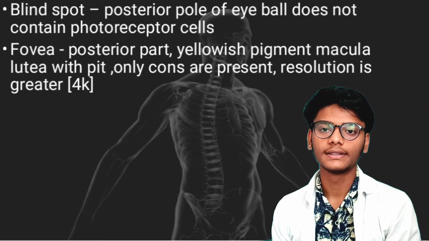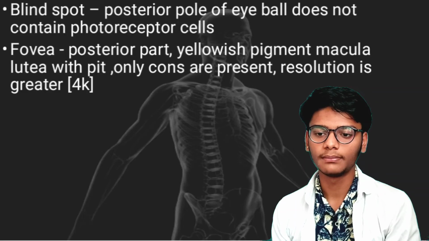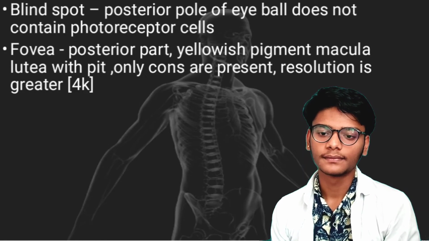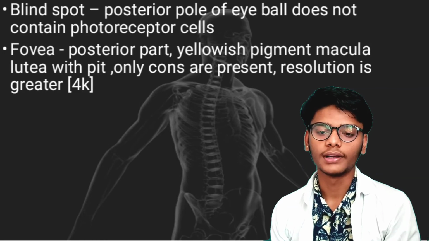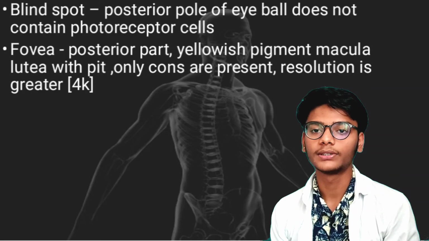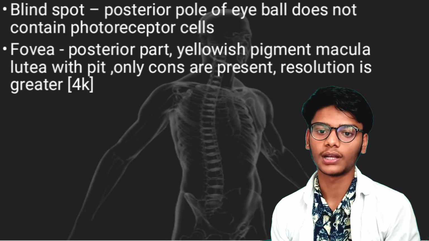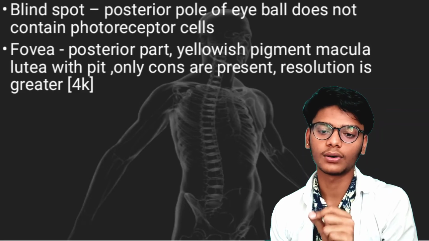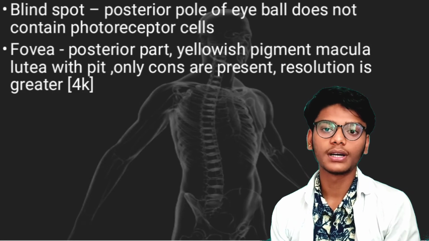Next technical word is fovea. What is the fovea? It is present in the posterior part of the eye. It contains a yellowish pigment called macula lutea, with a pit; it will have some depression or pit. Only cones are present in the fovea.